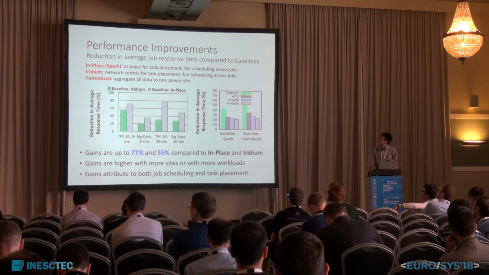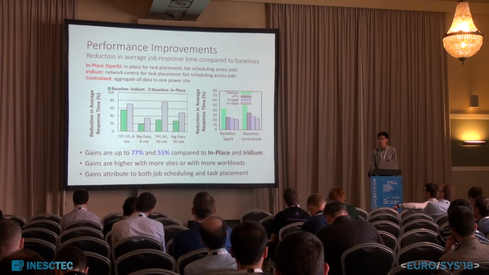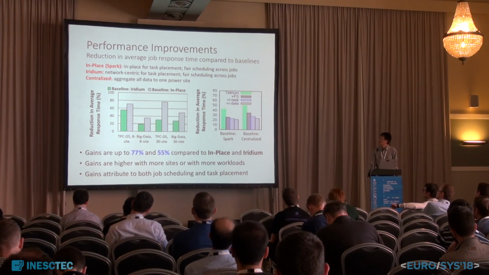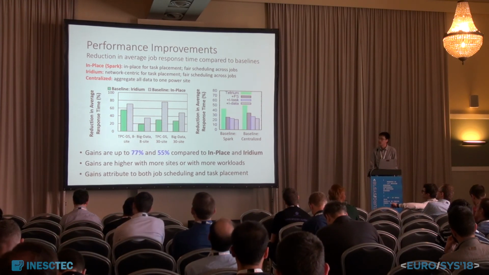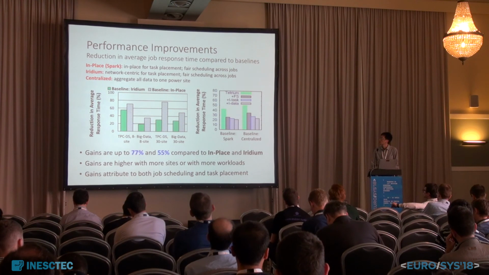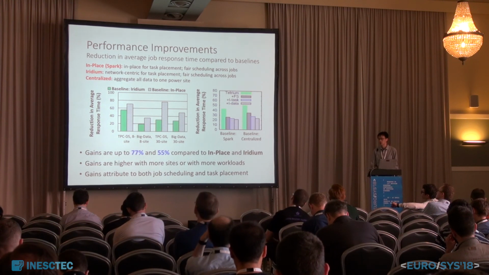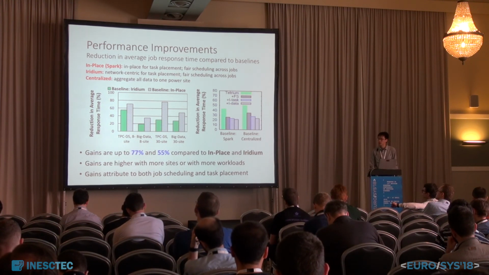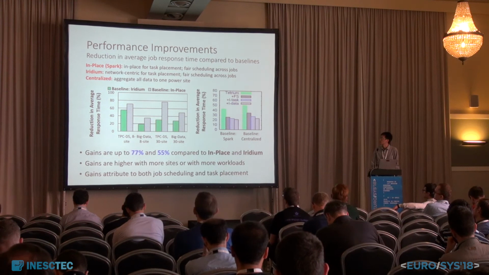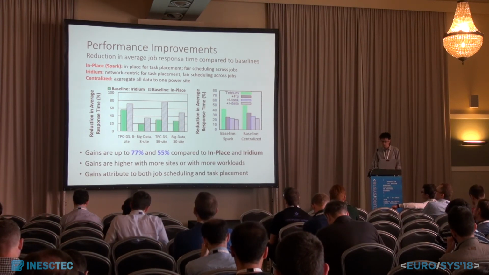So to talk about the major results, here we have 3 different baselines. The first one is in place, which is basically the default Spark behavior that applies in place for map task placement and applies fair scheduling across the jobs. And the second is Iridium, which is the recent network-centric approach that minimizes the network transfer delay while also applying fair scheduling across jobs. And the third one is centralized, we basically aggregate all the data upfront.